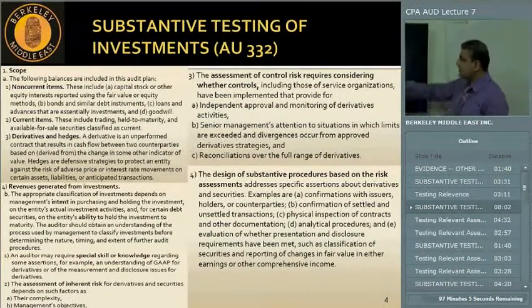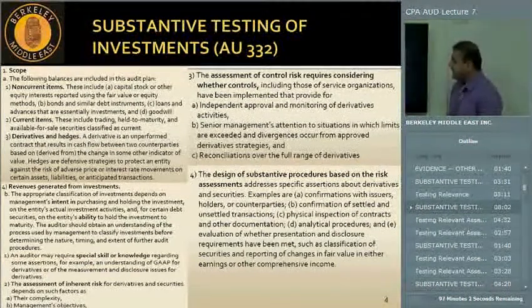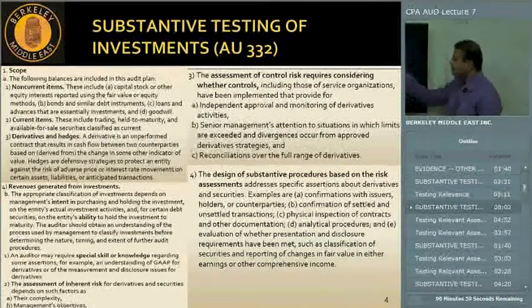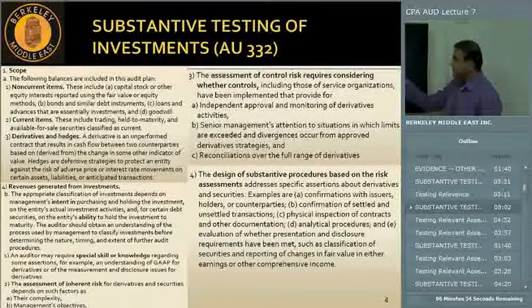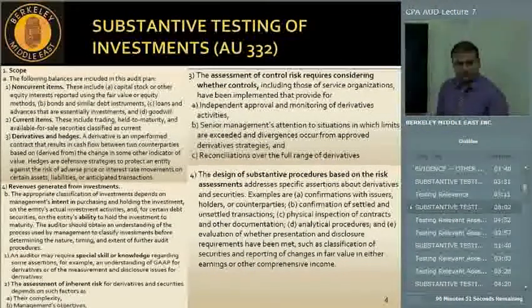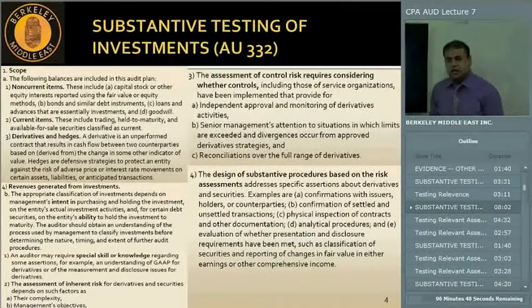Now, regarding revenue generated from investments, the auditor should obtain an understanding of the process used by management to classify investments before determining the nature, timing and extent of further audit procedures. These derivatives are quite complex, and first of all, with the help of financial reporting, we will analyze them into financial assets or financial liabilities. Then for the audit procedure, once they are classified, we have to check whether this classification and valuation is appropriately done or not.